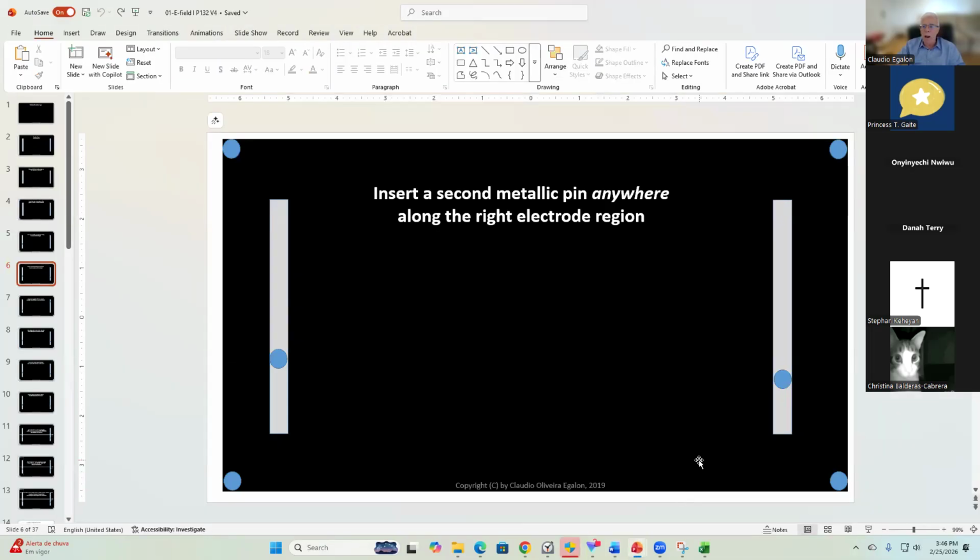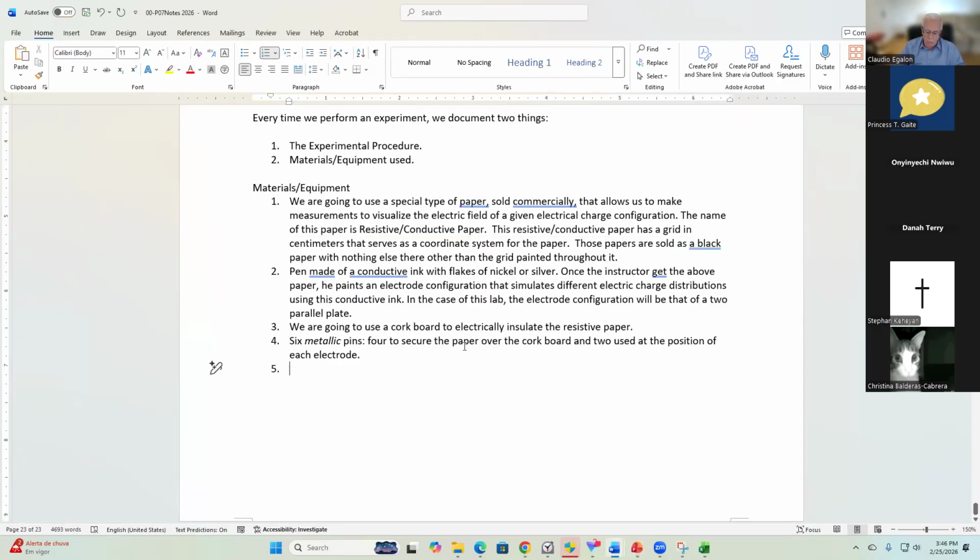What's next? Now the plates are not electrically charged yet. And at this point in time, you should already know how electric charge an object, right? Here you go. Set power supply to 10 volts, okay? So here you go. We're going to use a power supply to electrically charge the electrodes on the paper, okay?